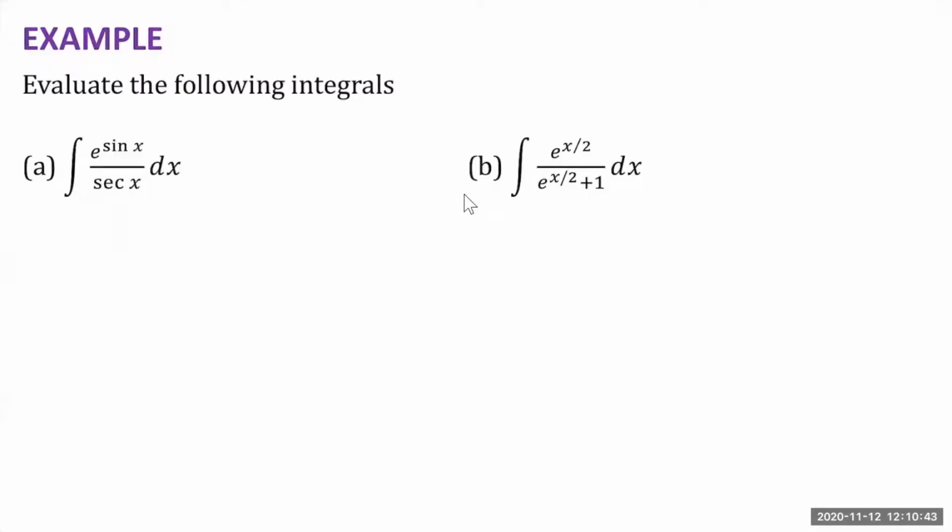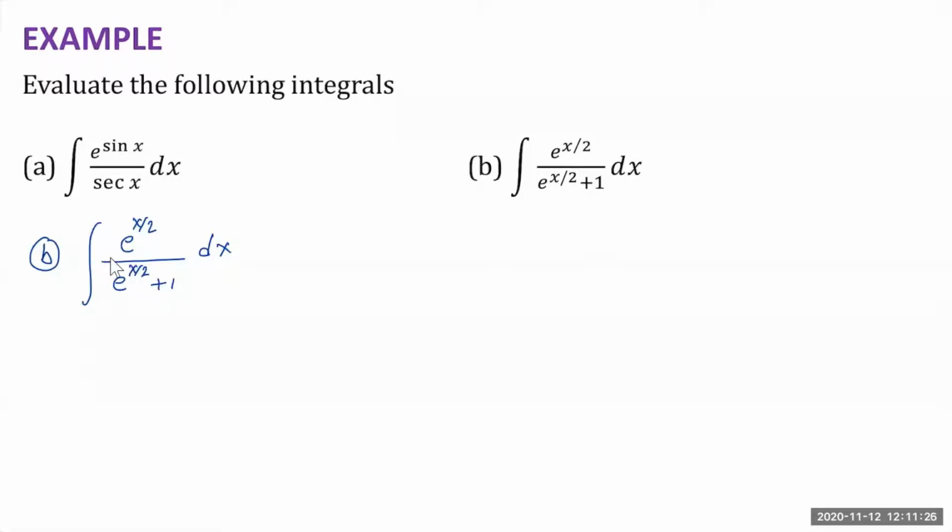Now let's work on part B. In part B, we have to evaluate the integral of e raised to x over 2 divided by e raised to x over 2 plus 1 with respect to x. Now, if we look at this carefully, in the denominator you have e raised to x over 2 plus 1. And the derivative of this one will be, derivative of 1 is 0. Derivative of e raised to x over 2 will be half e raised to x over 2. But we don't see that half in the numerator.